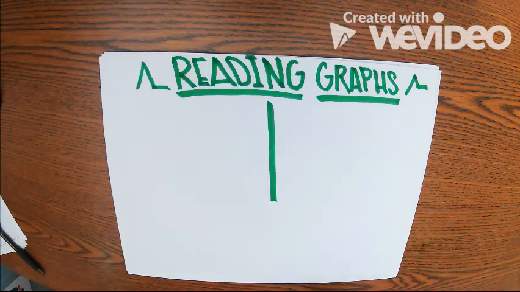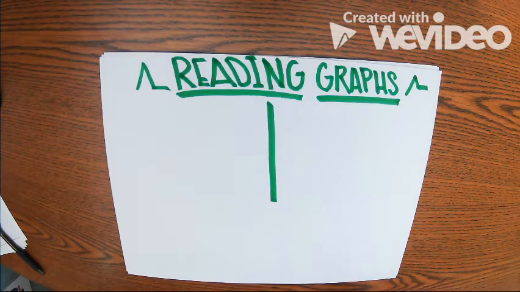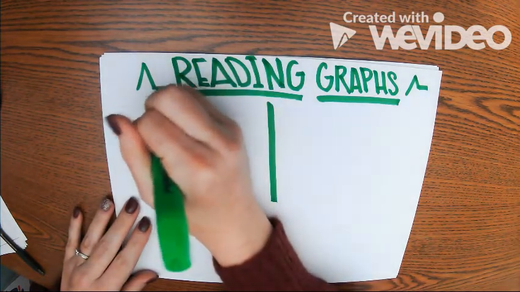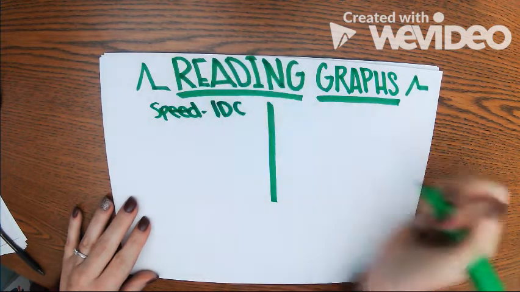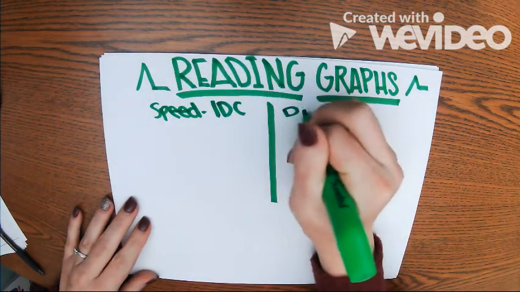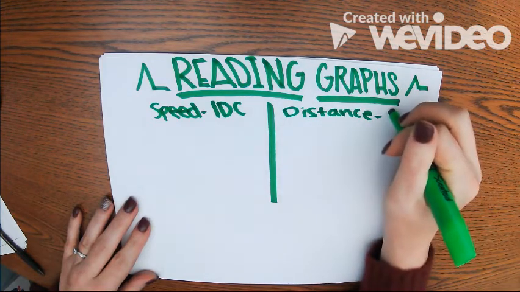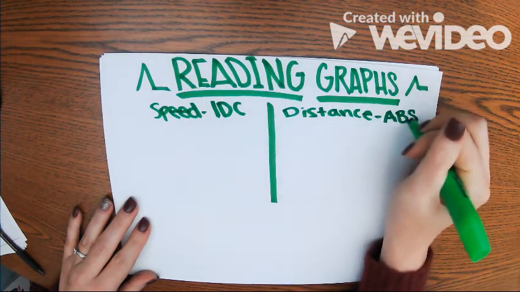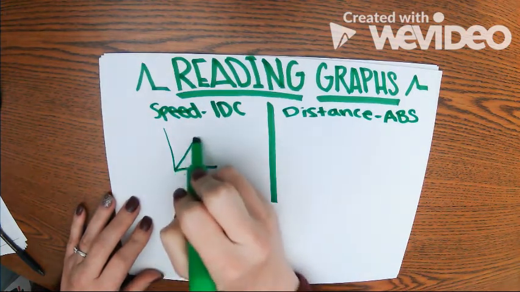So today in your lesson, you're going to be choosing a graph and then creating a story based off of that graph. There are two different types of graphs you can choose from. Remember, we have speed graphs, which we classify as an I-D-C graph, and we have distance graphs, which we classify as A-B-S graphs.